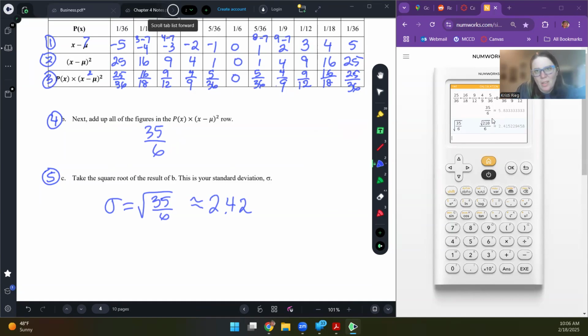Cool, except that was a pain in the butt. That was a lot of work if we have to do that for every problem. So now let's talk about calculator shortcuts.